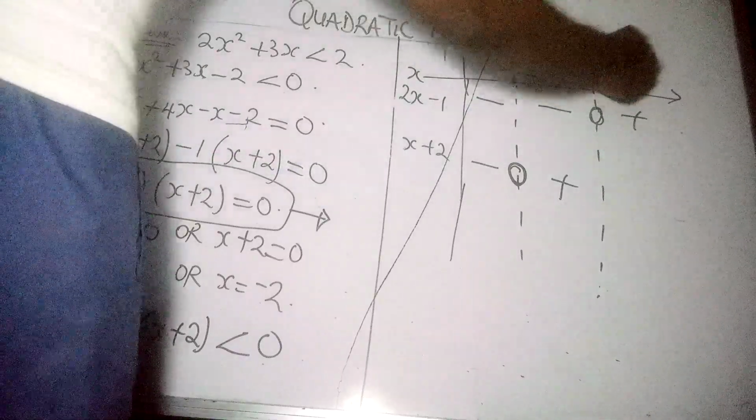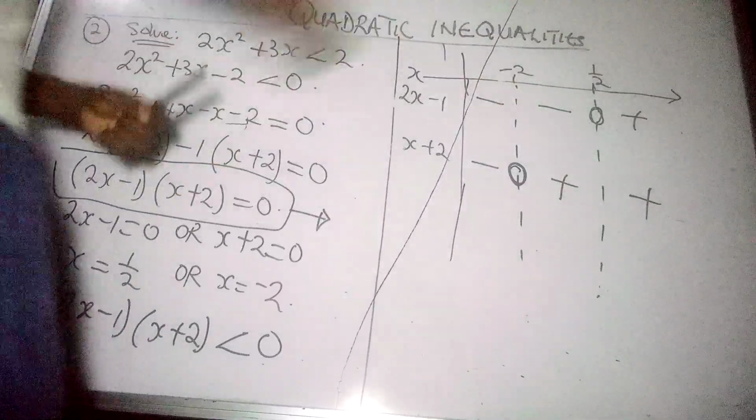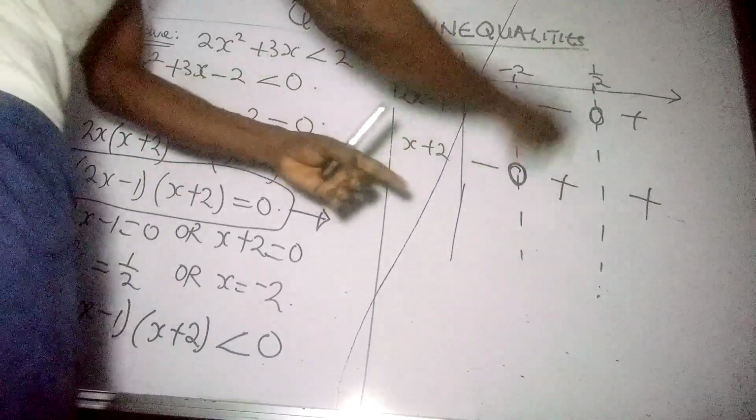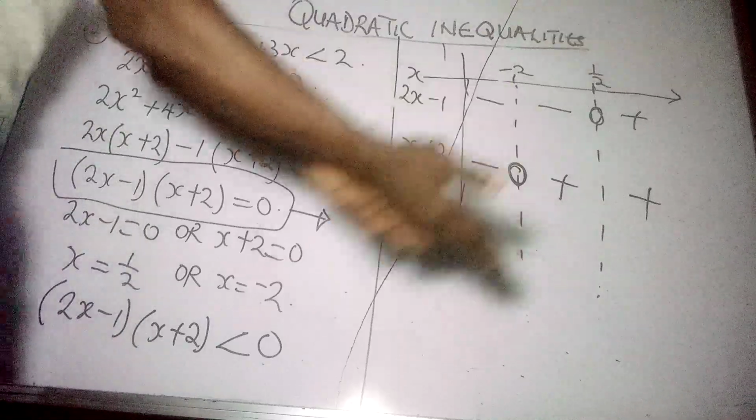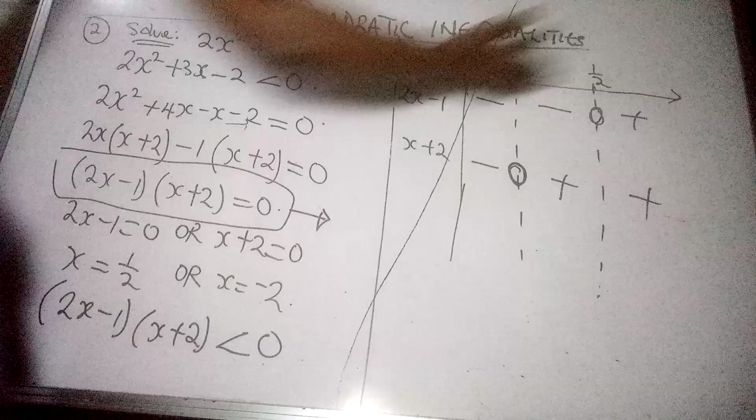Let's now try anything more than half. Of course, it will be positive. Why? Because since half even gives us positive, anything greater than half will give us positive. Put it there. Put 1. 1 plus 2, 3. 2 plus 2, 4.